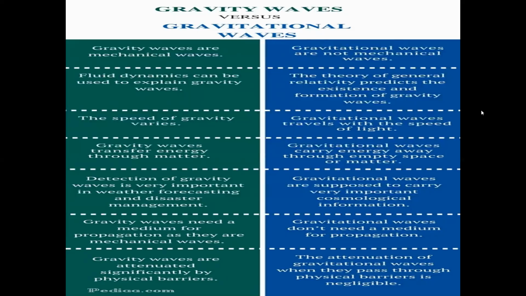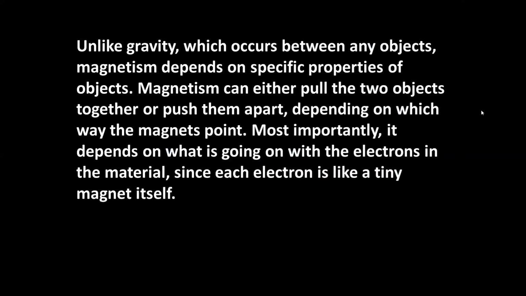Gravitational waves don't need a medium for propagation, and the attenuation of gravitational waves when they pass through physical barriers is negligible. That is important. Unlike gravity, which occurs between any objects, magnetism depends on specific properties of objects. Magnetism can either pull the two objects together or push them apart, depending on which way the magnets point.